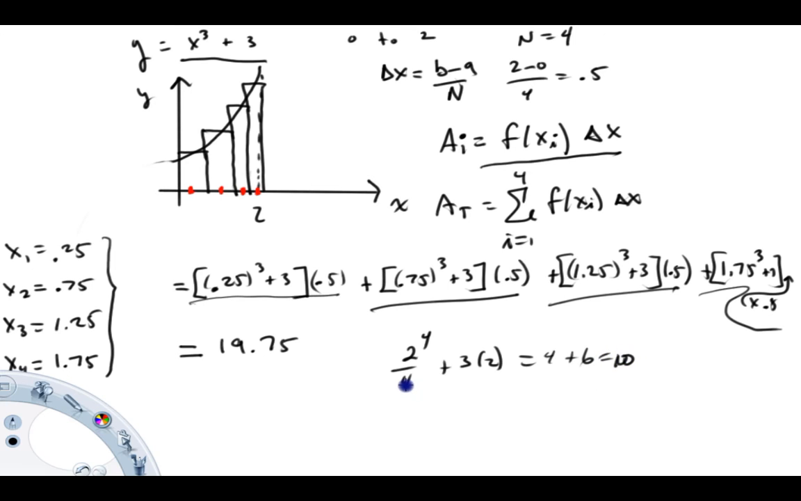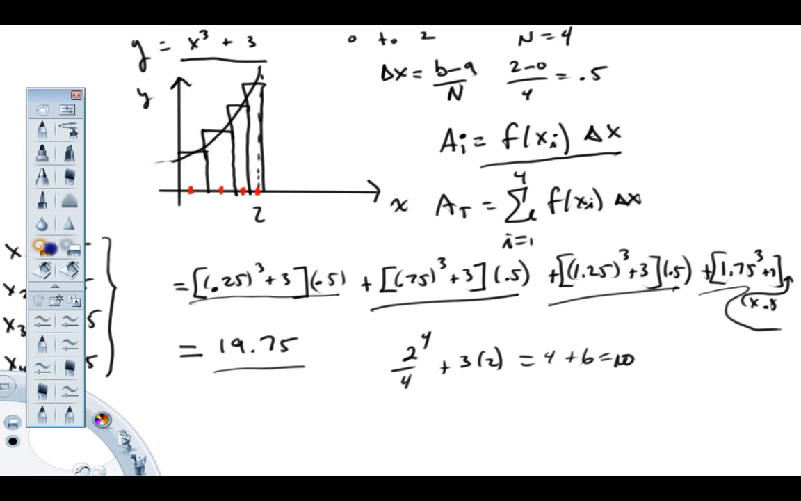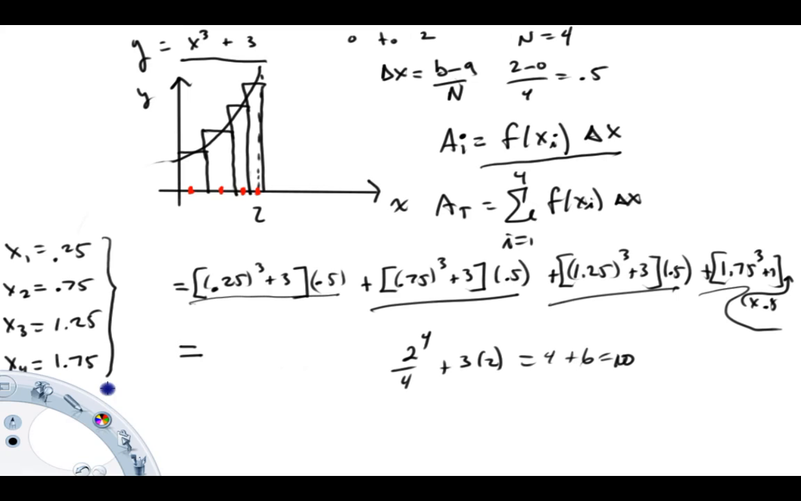Whoops, let me make sure I did this right. 2 to the fourth plus 3 times. All right, so we got to go back and take a look at this, because I'm getting 10 out of that. Did you remember all these 0.5s? Oops, all right, so we got to go back here. It's okay. That's why we check them. I got 10 for the actual exact area under that curve.